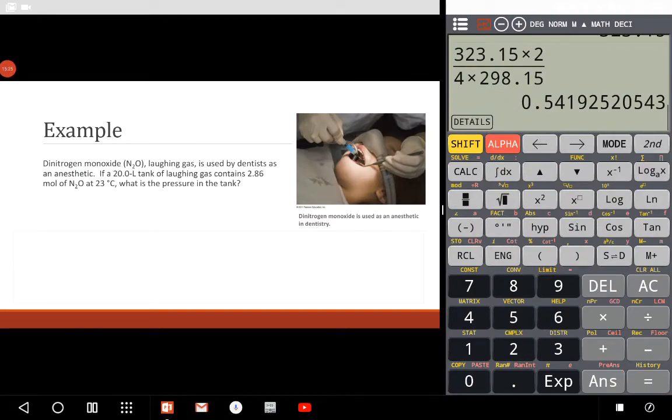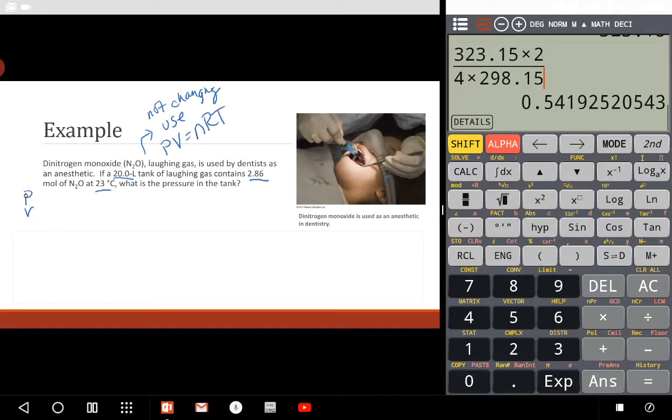Here's another practice problem. This one reads, dinitrogen monoxide is laughing gas used by dentists as an anesthetic. A 20-liter tank of laughing gas contains this many moles of N2O at 23 degrees Celsius. What is the pressure in the tank? So since I'm only given a limited number of variables, I know I'm going to be using the ideal gas law. Things are not changing. And so I'm going to be using PV is equal to nRT.